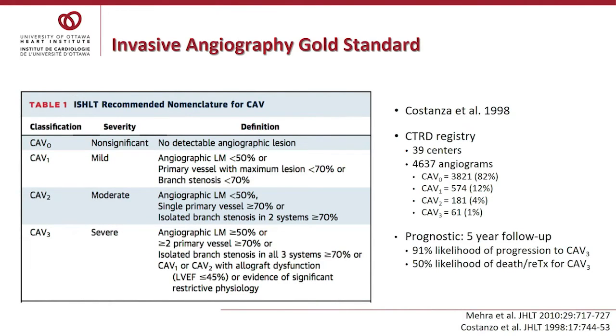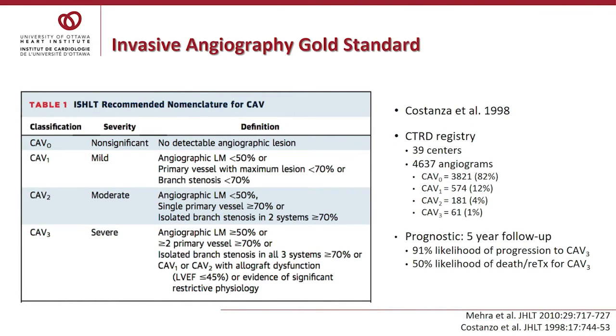So as alluded to, invasive coronary angiography is considered the gold standard for diagnosing CAV. And this is the classification system that is recommended by the International Society of Heart and Lung Transplantation, or the ISHLT. And you can see that it's a combination of the number of vessels involved, the severity of the stenosis, and whether or not there's evidence of graft dysfunction on either imaging or hemodynamics. And patients are then classified from 0, 1, 2, 3, which corresponds to no significant angiographic disease, mild, moderate, or severe disease.